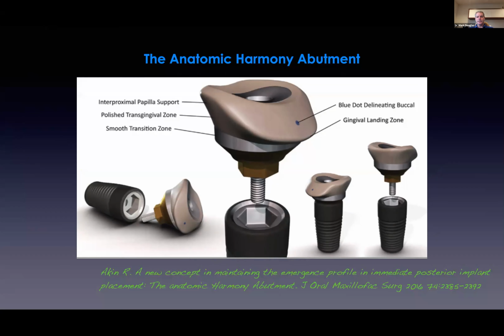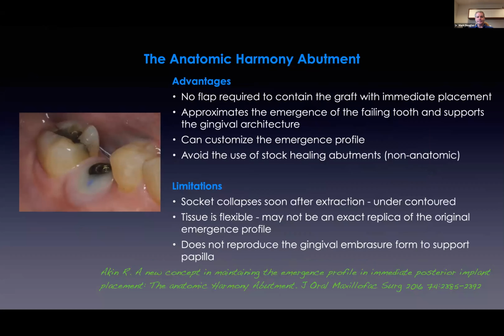And this is his diagrammatic representation of what it is. It's got support for the interproximal papilla, and a polished transitional zone. That's your transition zone on the implant. The gingival landing zone, so your facial gingival margin will be right here, and he adds a little blue dot just to orient it for the restorative dentist.